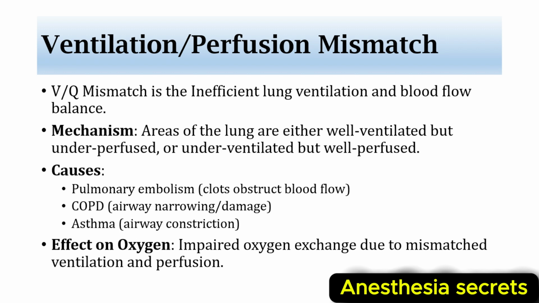How does pulmonary embolism cause V/Q mismatch? There is a clot that is obstructing the blood flow in the lungs, usually in the pulmonary artery, and this will cause poor perfusion in the ventilated areas of the lungs, creating V/Q mismatch.